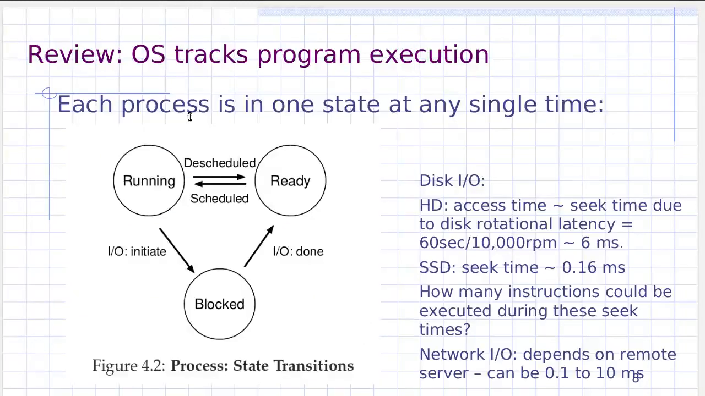Okay, and we talked about how the operating system maintains the state of execution of every program. Every process is in one state at any given time. When it's running on the CPU, taking up CPU cycles, it's in a running state. If, let's say after 200 milliseconds, it's descheduled and some other process starts to run, it goes into a ready state, which is ready but not running.